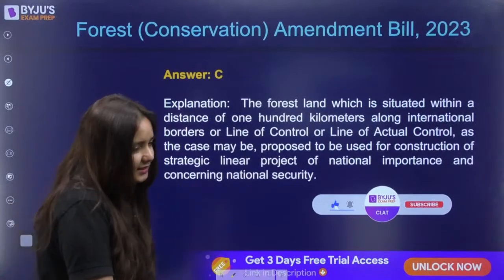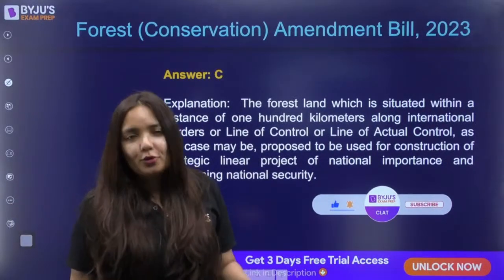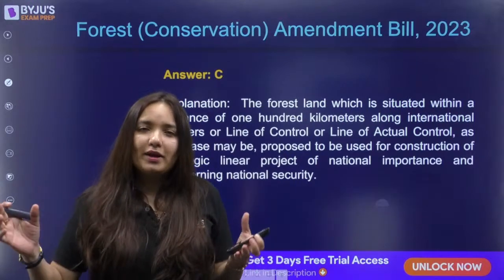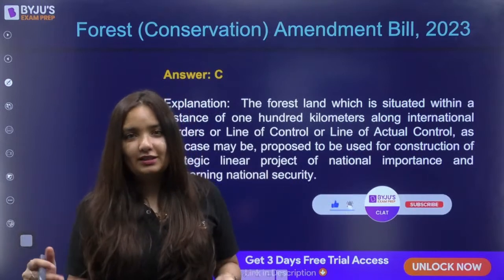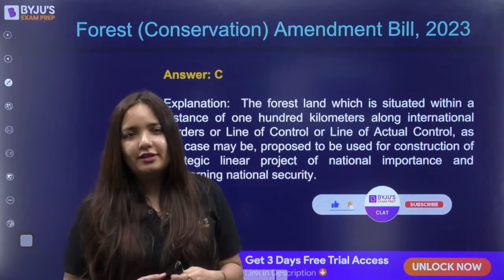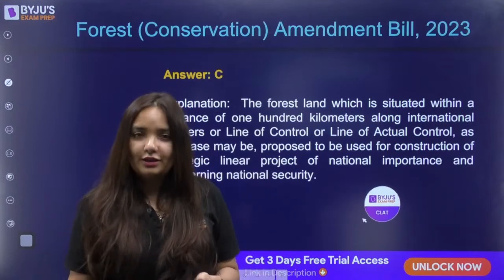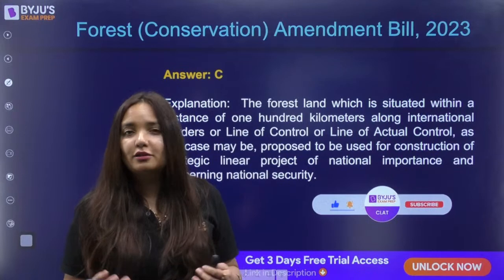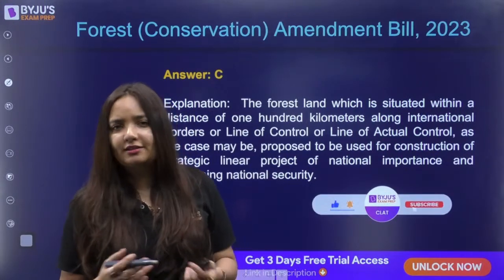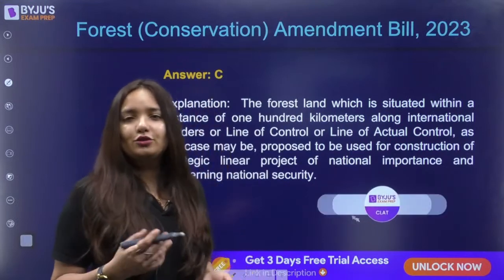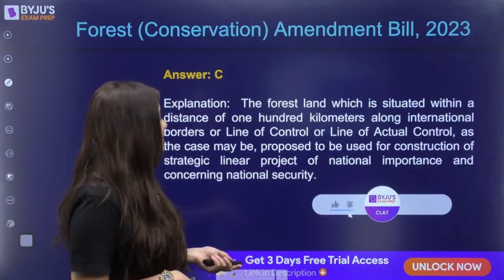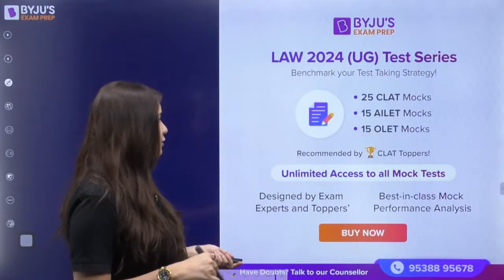Very good. Yes. The new amendment actually provides for this, right? So, any land situated within 100 kilometers of the international border or line of control or line of actual control can be used for strategic purposes of national security, and there is only state government or the UT government that needs to certify the project. Central government's interference or permission is not even required, right? So, the state government deems fit, they can do it.